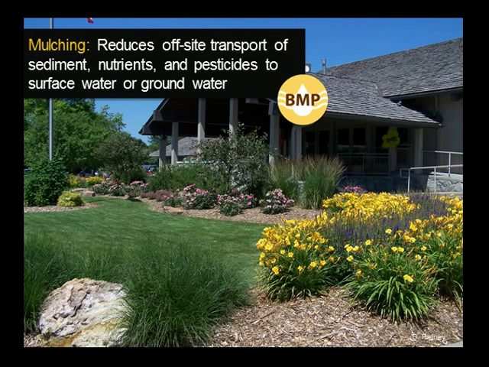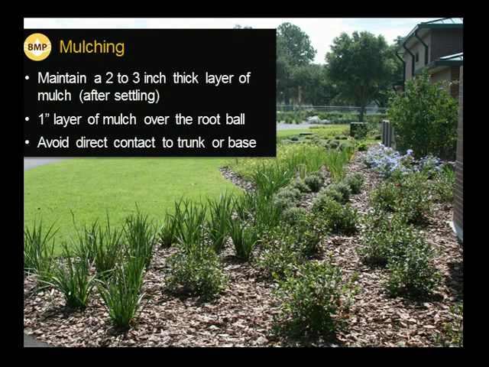Mulches provide beneficial effects to the environment by reducing off-site transport of sediment, nutrients, and pesticides to surface water or groundwater. Mulches help moderate soil temperatures as well as moisture levels in the soil. When mulch is appropriately applied, it will maintain an area mostly weed-free without herbicides.